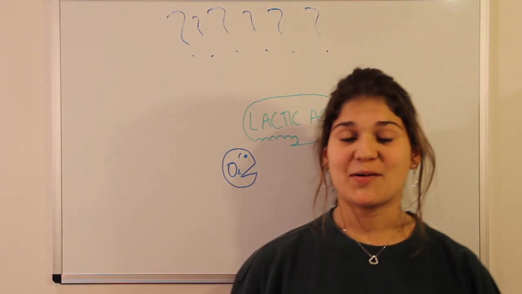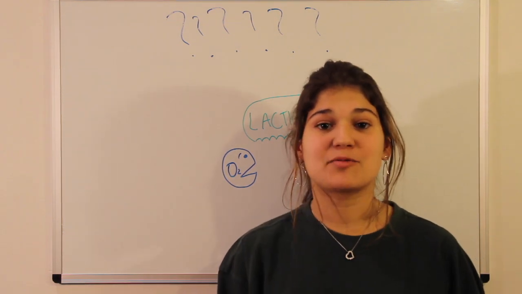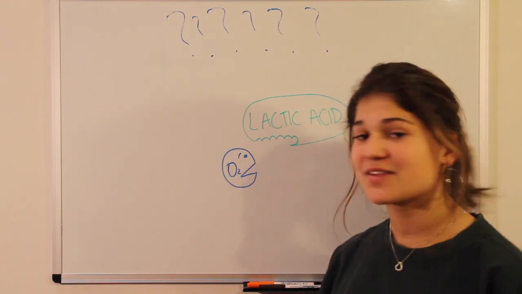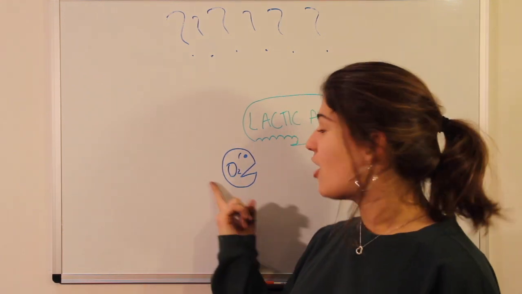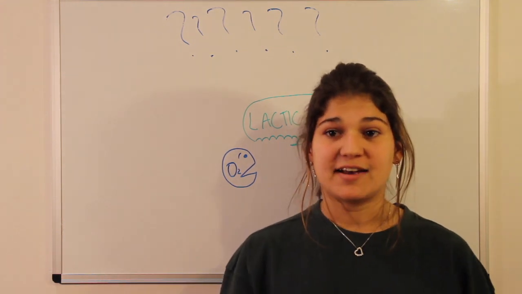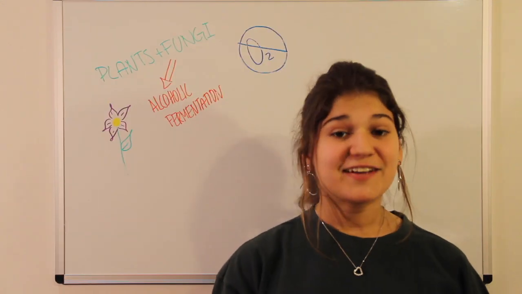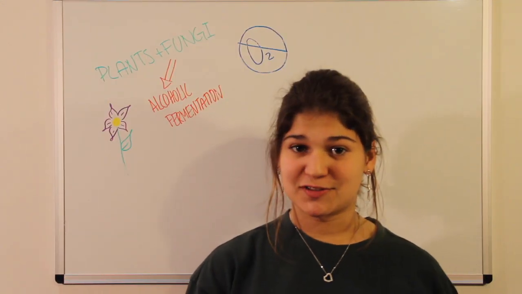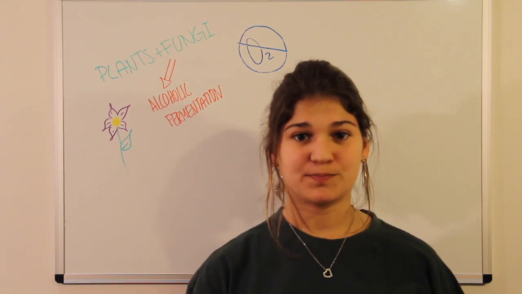You might be wondering what happens with the lactic acid after the anaerobic respiration. Well, when you receive more oxygen after doing exercise, oxygen starts breaking down the lactic acid, and you go back to aerobic respiration. Plants and fungi need different situations than humans and animals to produce anaerobic respiration.